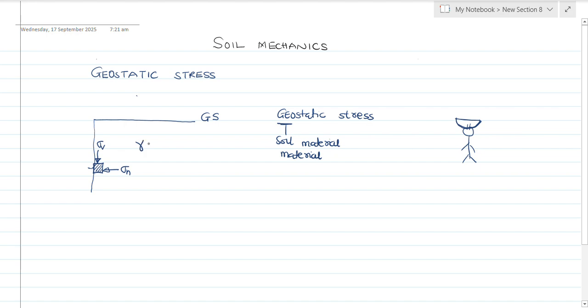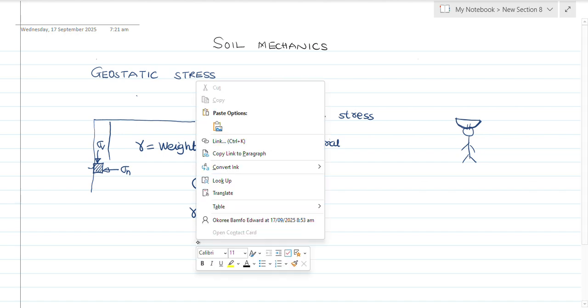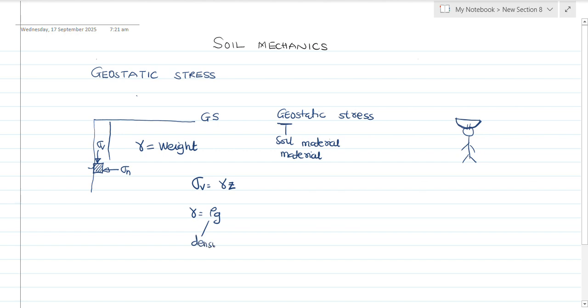Because the soil has unit weight, it's going to have some form of weight, so there's going to be weight as a result of the material above this point. And that's what we call the geostatic stress. And it's given by the equation gamma z. You get it? Now, gamma is simply rho g, that is the density of the soil times the acceleration due to gravity.